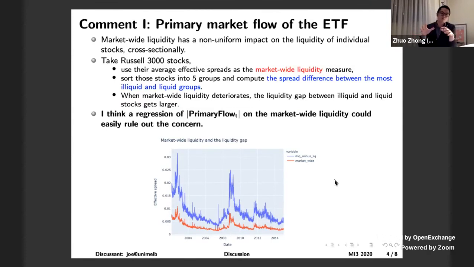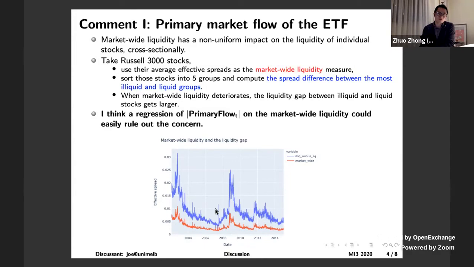If we take Russell 3000 stocks as a universe, and then we construct the market-wide liquidity by looking at the average effective spread of these 3000 stocks. After that, we sort those stocks into 5 groups, liquid versus illiquid. Then we compute the spread difference, or you can call it the liquidity gap, between the illiquid group and the liquid group. Then what we will see is that when the market liquidity deteriorates, the liquidity gap will increase.